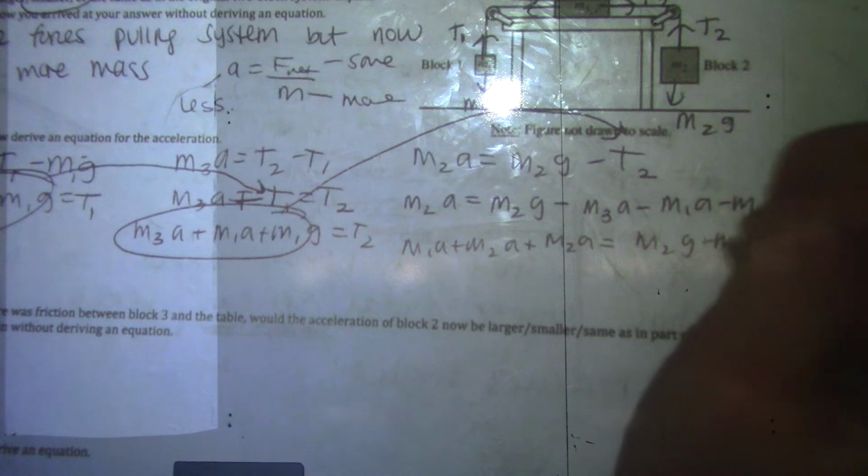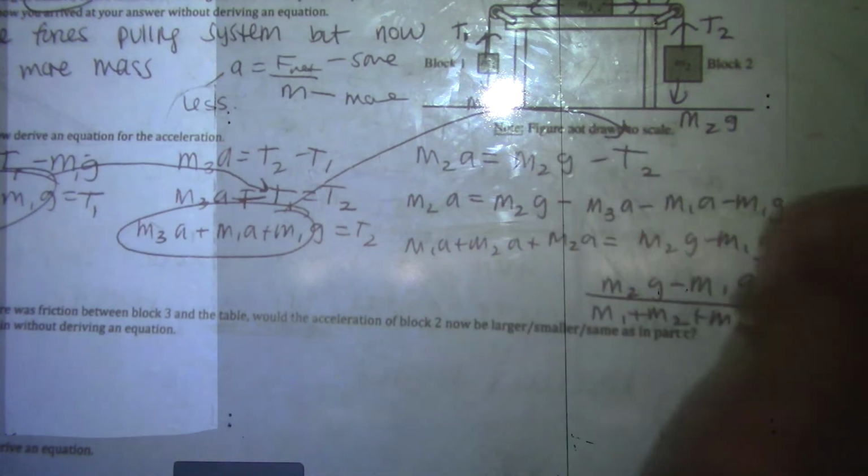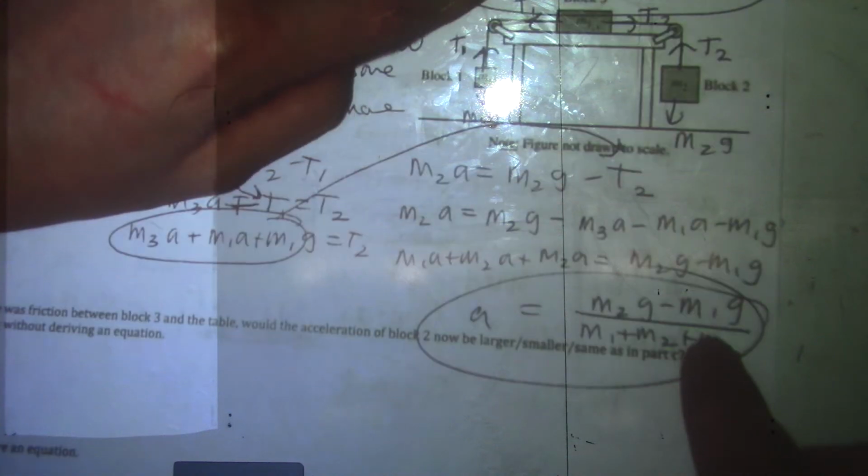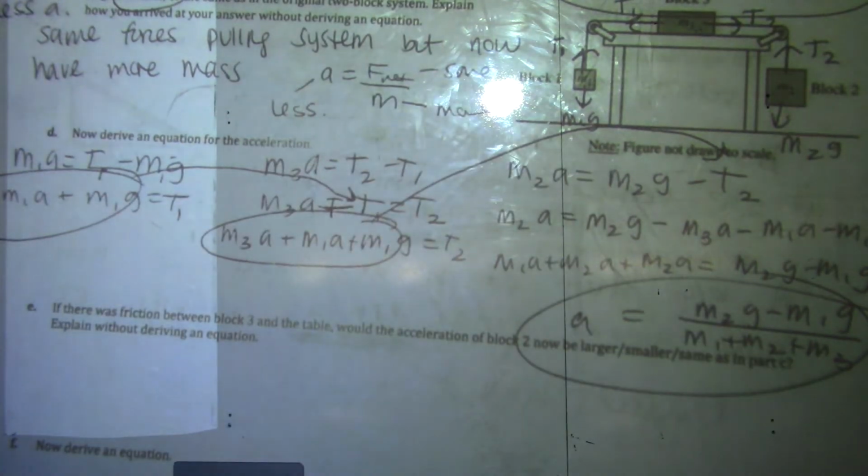And now we need to get all of these A's over here. So we've got M1A plus M3A plus M2A equals M2G minus M1G. When you factor out the A, that's just going to be over M1 plus M2 plus M3. And what you'll notice is it's almost the exact same equation as up here, but now you're dividing by a third mass. So I still have the same force pulling on the system, right? The same net force on the system, but now over more mass, which will mean less acceleration. So that's why this is consistent with what we just said in part C.